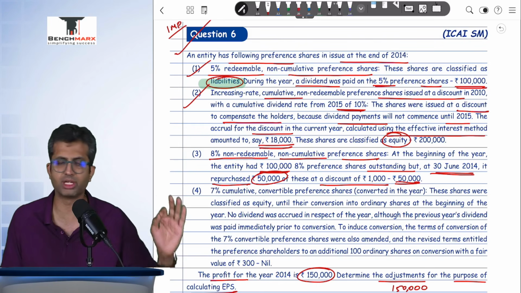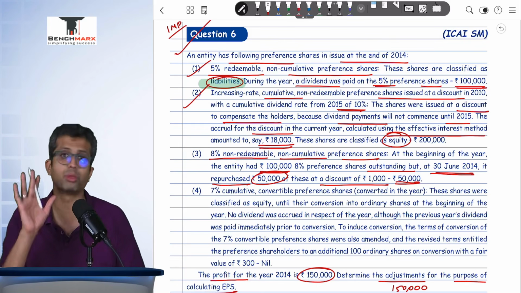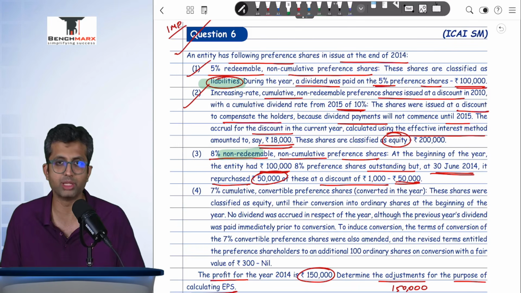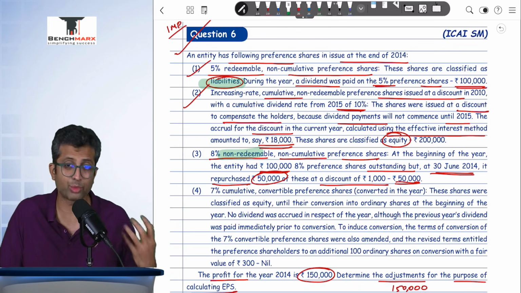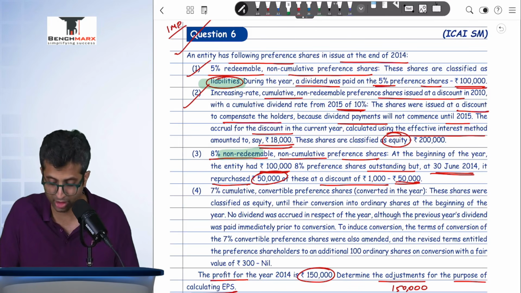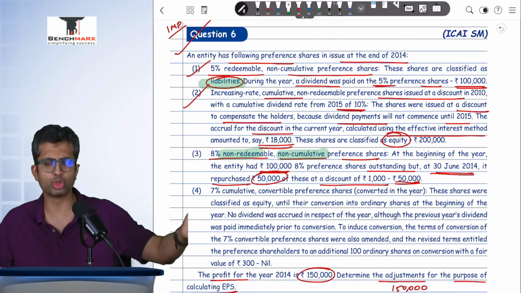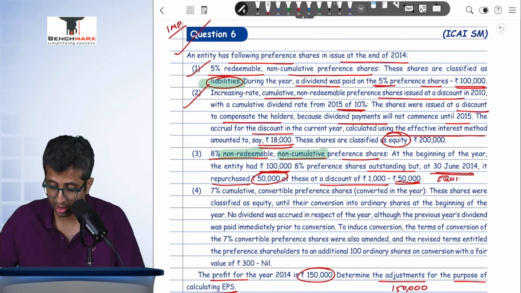They have not specifically told you whether these preference shares are equity or liability, and hence you have to apply your understanding as per Ind AS 109. Now, as per Ind AS 109, if it is non-redeemable, is it in the nature of liability or equity? Well, it is equity. Equity has a non-redeemable or perpetuity feature. Non-cumulative. Remember, liability you have to pay. If it is non-cumulative, that is not mandatory. That is a feature of equity, and hence this entire instrument is equity.